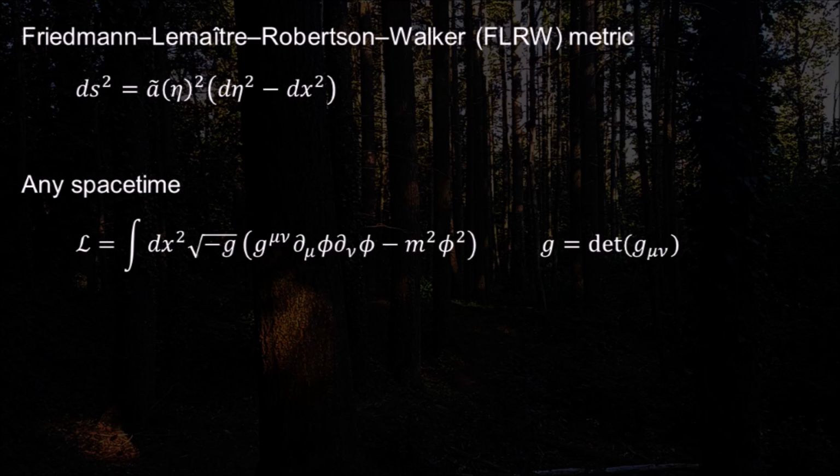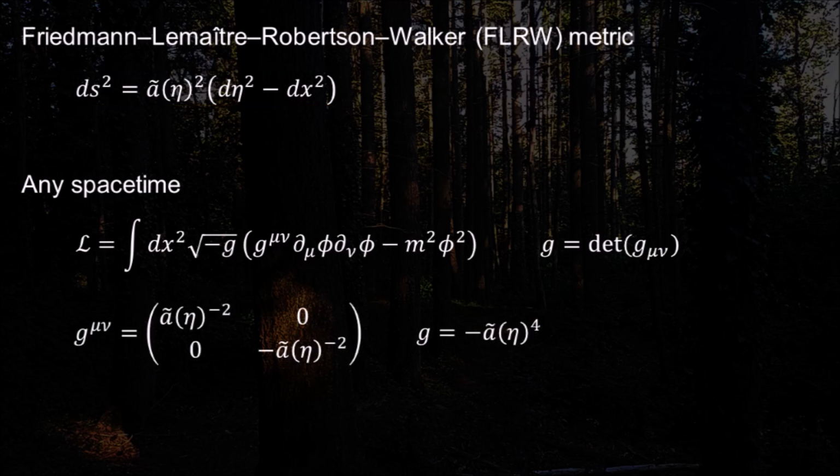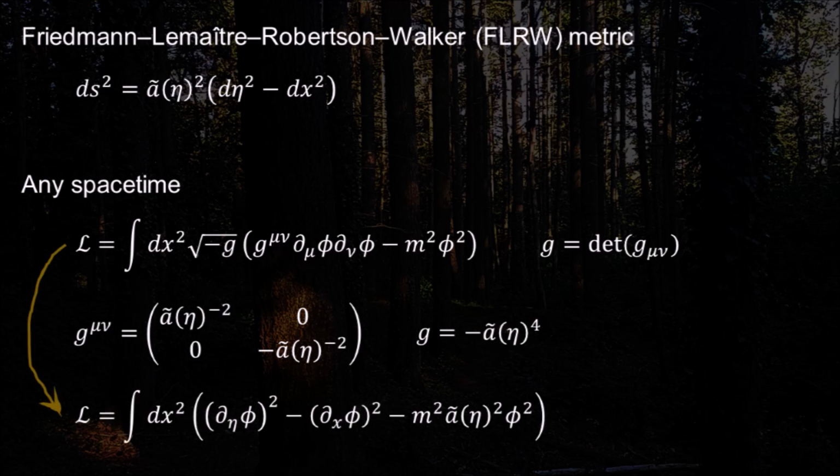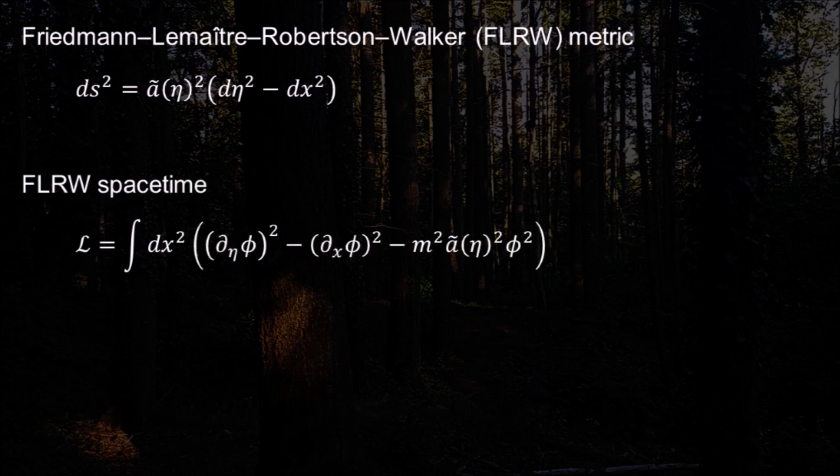Okay, so what is the Lagrangian for this metric? Well, all we have to do is plug in the inverse metric and the metric determinant. So the effect of time dependence in the metric is that the effective mass becomes time dependent. We will see in a minute that this term in fact is what leads to particle creation.